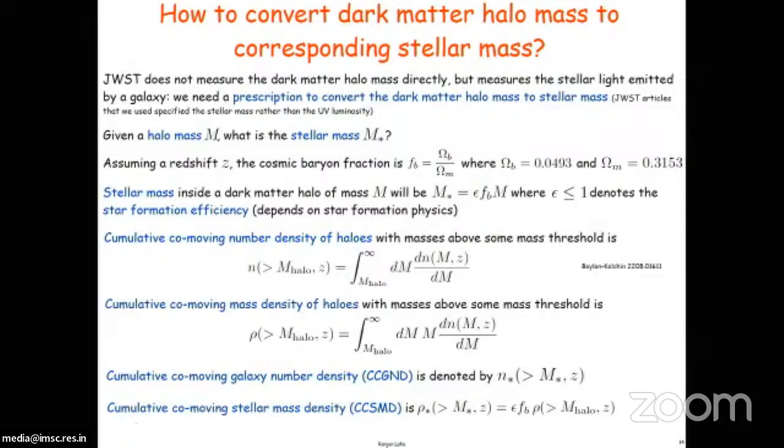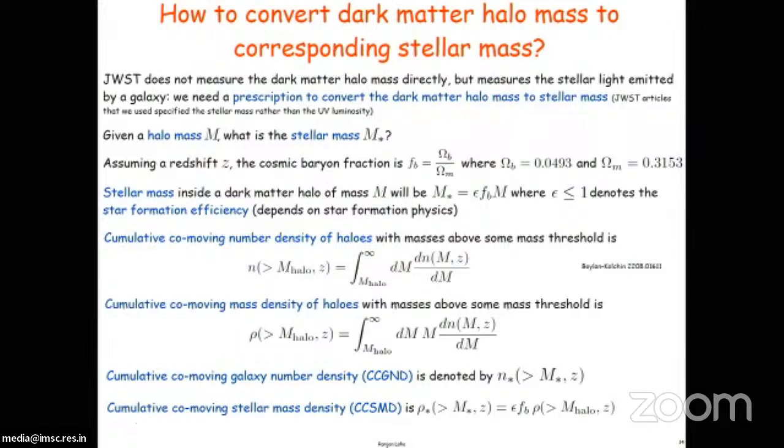Okay, so JWST does not measure the dark matter halo mass. What it measures is the stellar light output. Now we have to convert it to the dark matter halo mass. This is complicated. This is galaxy formation physics. This is really complicated. So what you can do is the most minimal thing possible, which will still be all right.